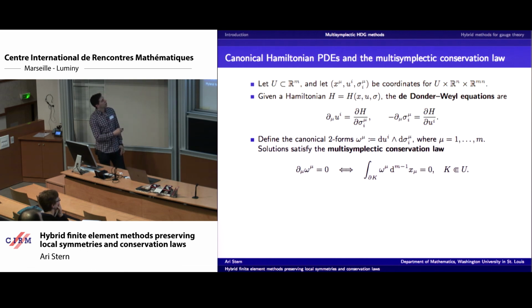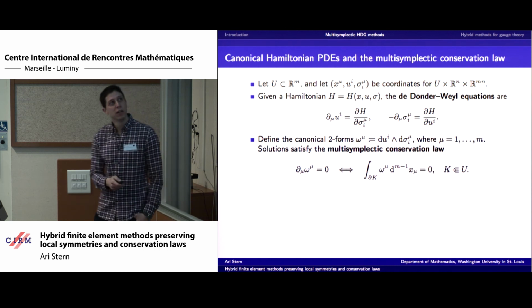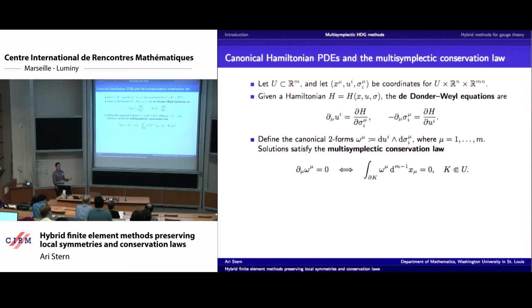And solutions to these equations satisfy this conservation law, which is basically the divergence of, I can think of this as a vector valued two form also. I can think of the divergence of that vector valued two form as 0. Which I can also then apply the divergence theorem and write this integral expression of this. And here d^{m-1}x_mu is basically the contraction of partial x_mu with the volume form, so it tells me how to take surface area.